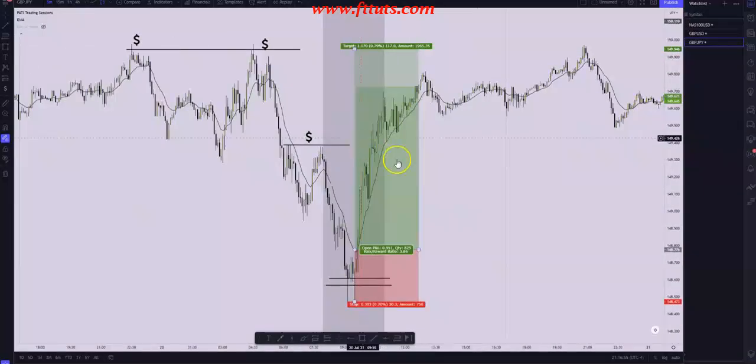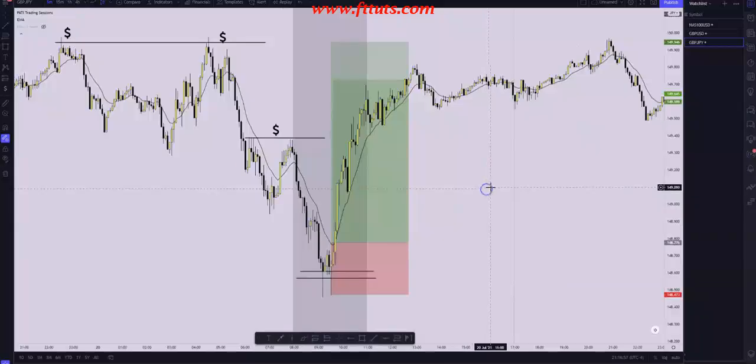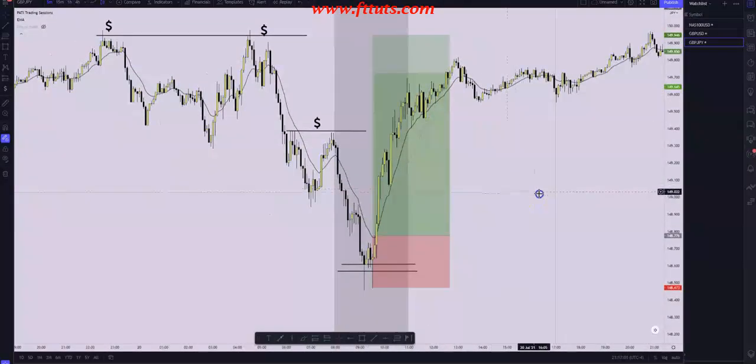But you gotta have some patience. If you really want to have bigger targets, you gotta have patience. This stuff is gonna take time. Do not be on the charts all day. Walk away from the charts.